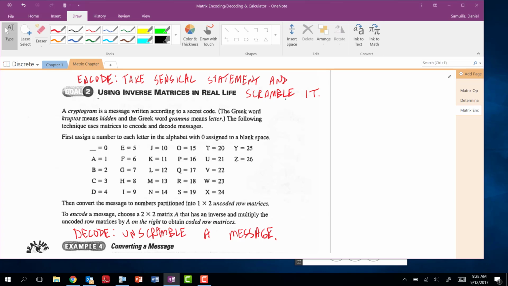But remember in the movie, that's what they were doing when they were in school. They were doing some little encryptions and sending an encrypted note. And then all you had to know was what was the key to decrypt it or decode it. So encode is to take a sensical statement and scramble. Decode is to unscramble.